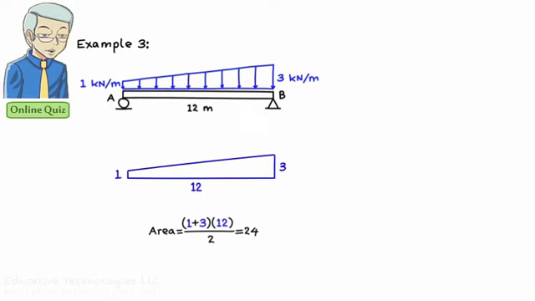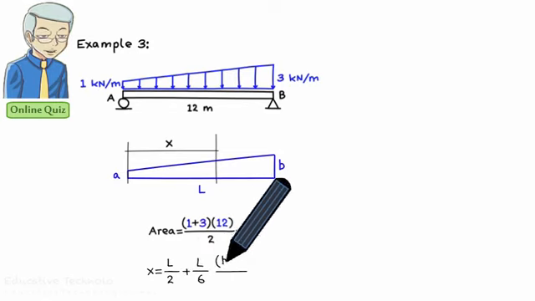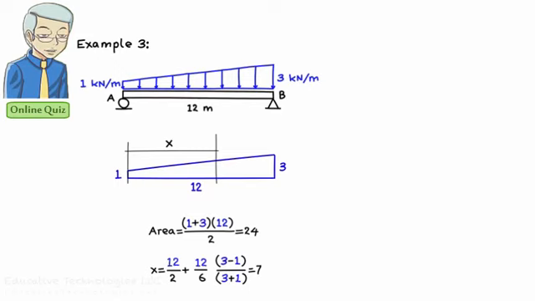The location of the equivalent concentrated load is the geometric centre of the area, which can be written as x equals L over 2 plus L over 6 times (B minus A) over (B plus A). Since L is 12, A is 1 and B is 3, we get x equals 7. That is, the geometric centre of the trapezoid is 7 meters away from the left end of the beam.